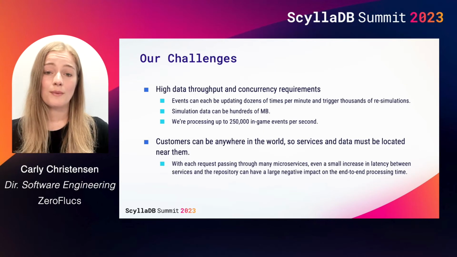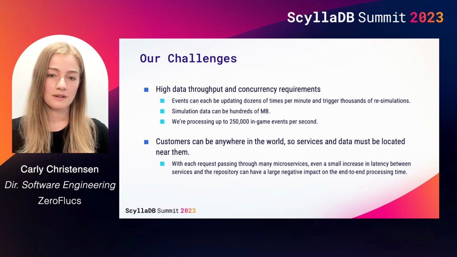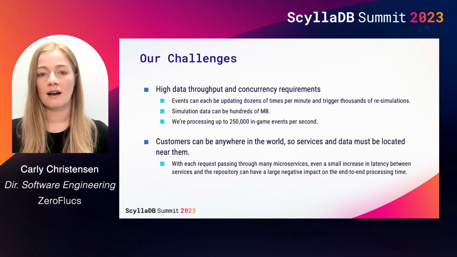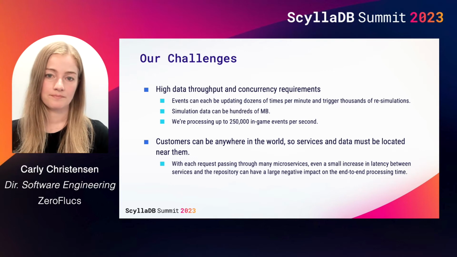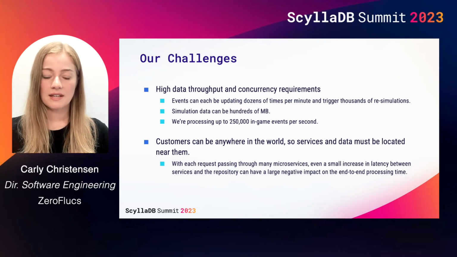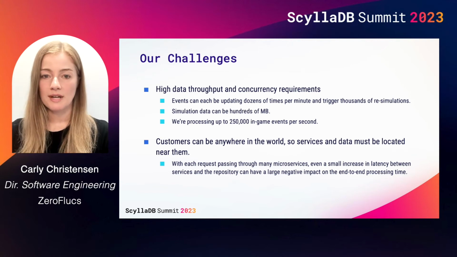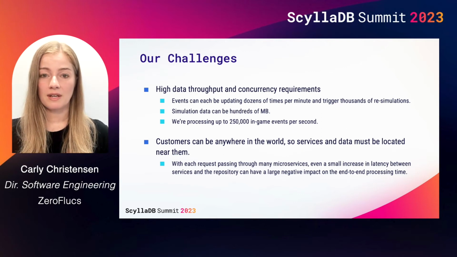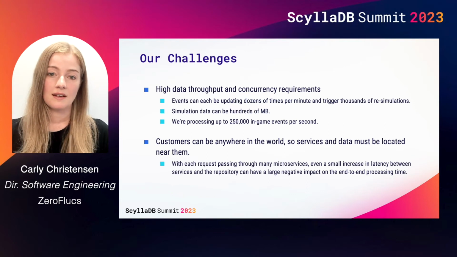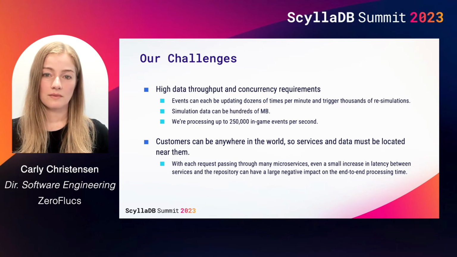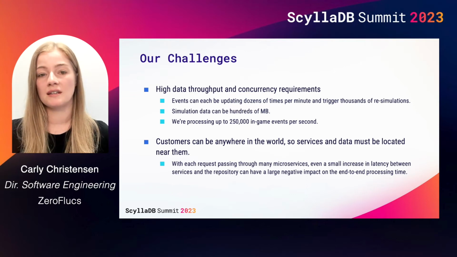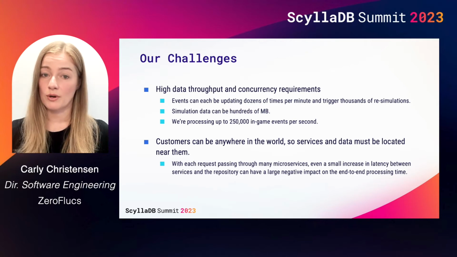So we have two main challenges. Our first one is that we have incredibly high throughput and concurrency requirements. Events can update dozens of times per minute, and each one of those updates triggers tens of thousands of new simulations. Simulation data can be hundreds of megabytes, and at the moment, we're processing about 250,000 in-game events per second.